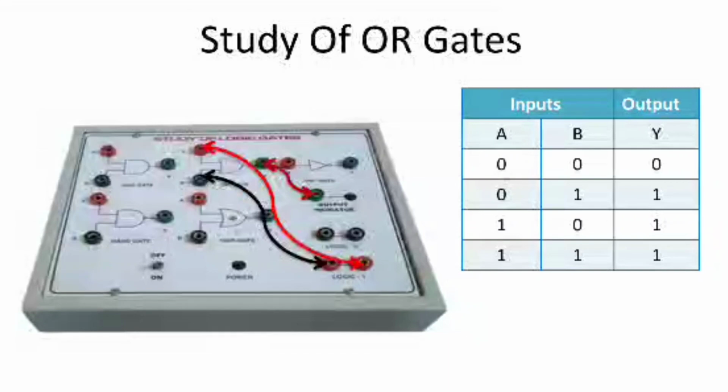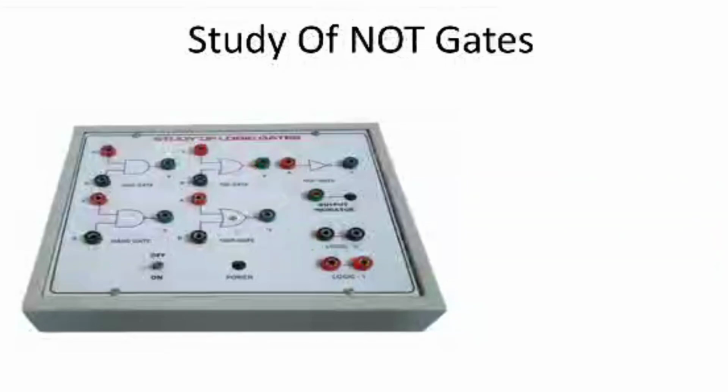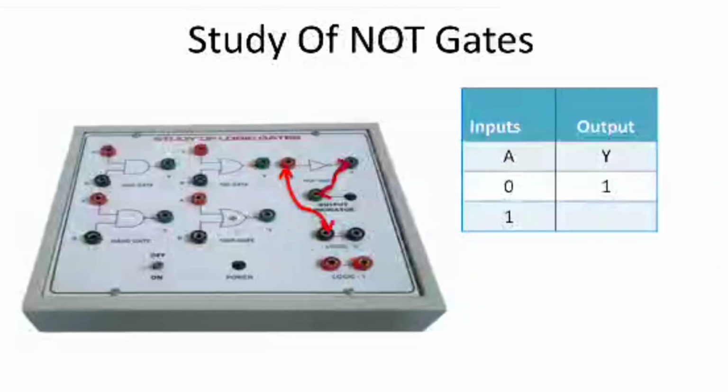Now let's see the third gate, that is a NOT gate. It is also known as negation, which inverts the input. Here we can see the third gate is NOT gate, which has single input and single output. Whenever we apply low input, that is logic 0, you will get high output. Here for input 0, we get output 1.